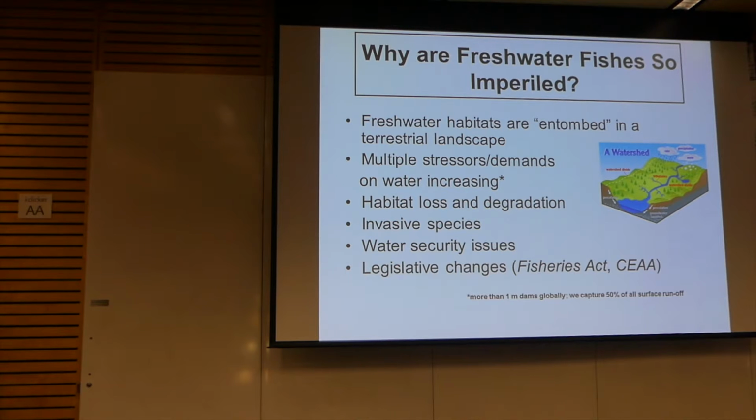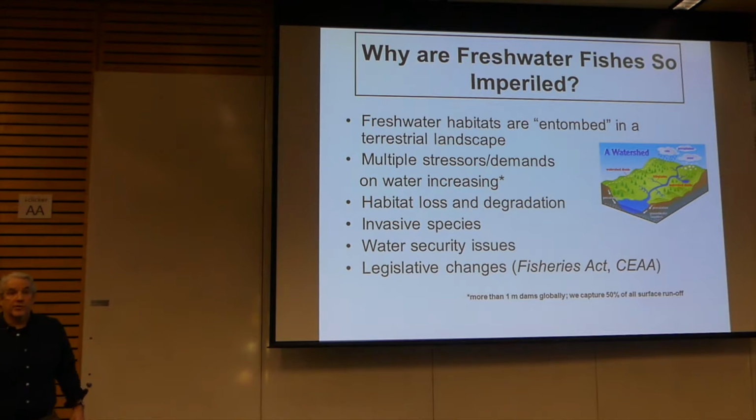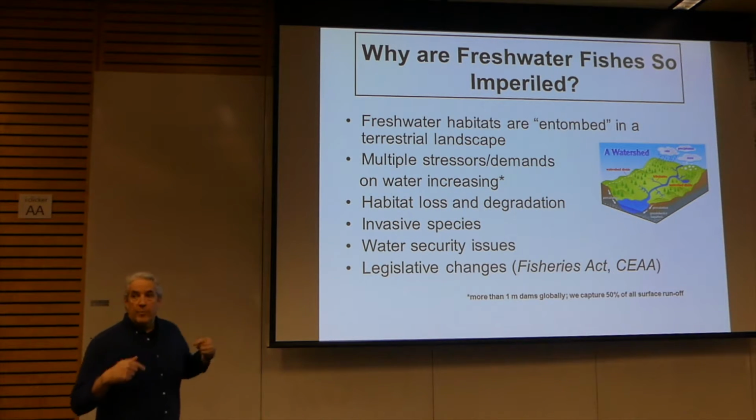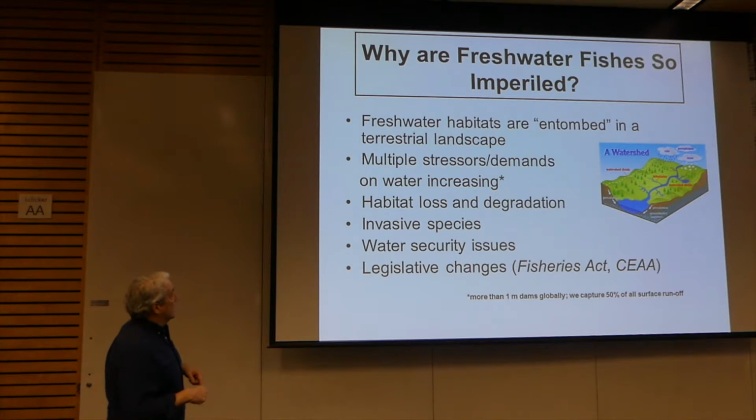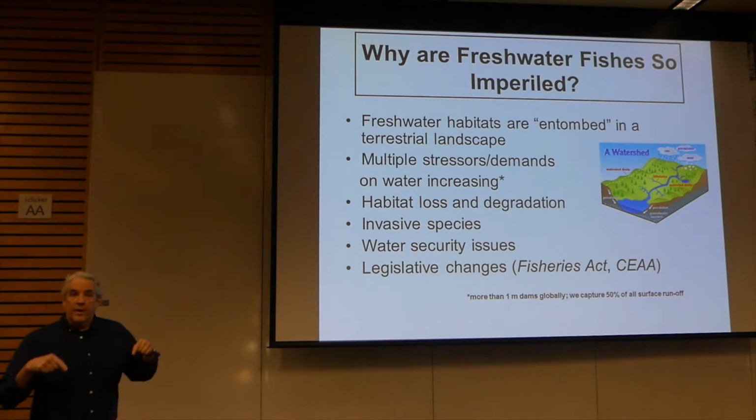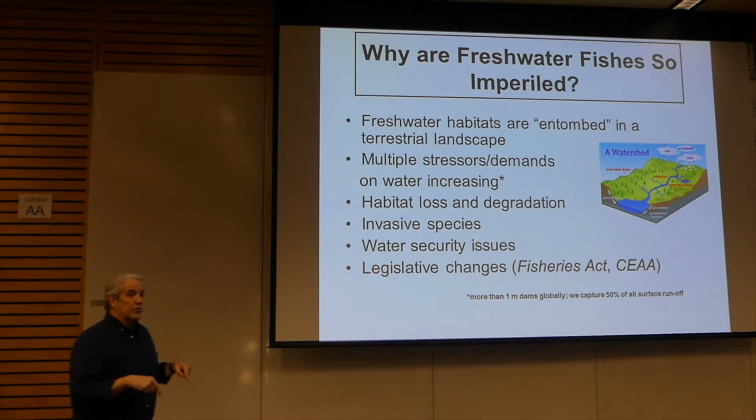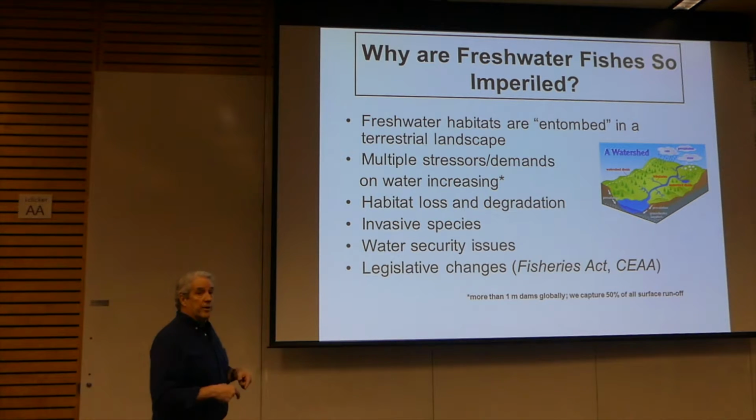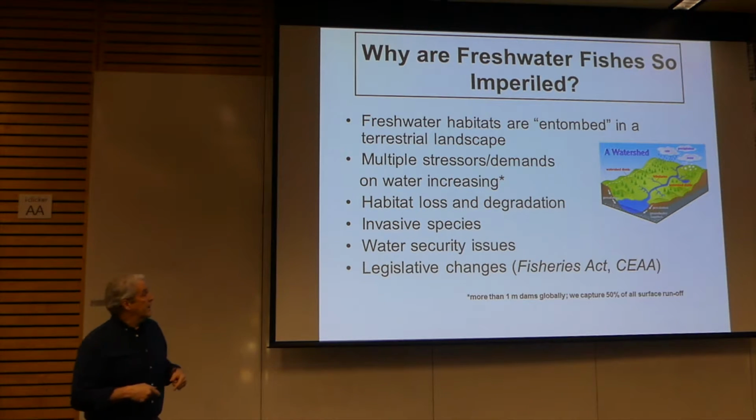Why are freshwater fishes in so much trouble? Well, it's essentially because they're entombed within a terrestrial landscape. Anything that happens in the terrestrial landscape around the river or lake is going to eventually end up in the lake or impact the lake. There are multiple stressors, not only going directly into the water, but also on the landscape, that filter down eventually into the watersheds.